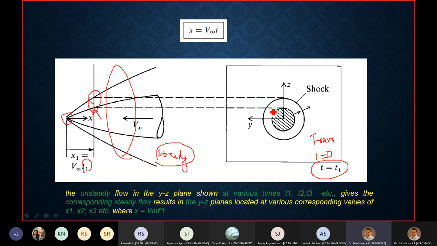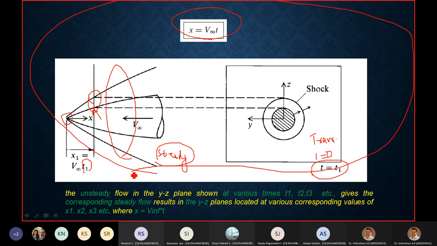Whereas in the 2D plane, corresponding to any time t, I can find the distance traveled x as v infinity into t. The displacement x is equal to v infinity into t. So if I know the time that I have to resolve, then I can find out the pressure distribution from this XY plane without bothering about the unsteady nature of the problem. For that given time, I can find out what the pressure is. Whereas on the YZ plane, with respect to time, I can know how it is proceeding, and then I can map them together. Based on this description, again I'm just going to read out the sentence below.